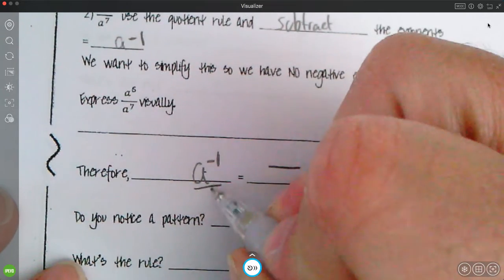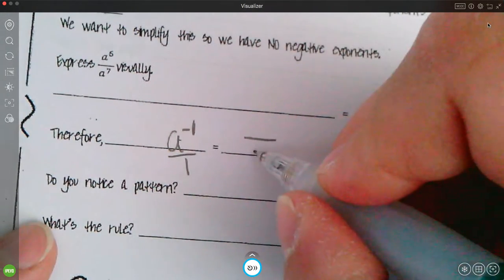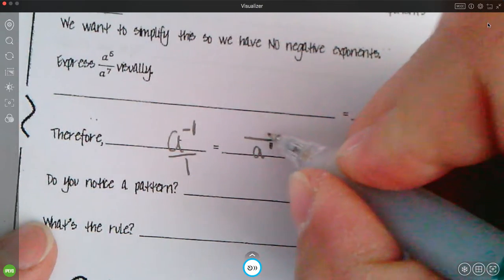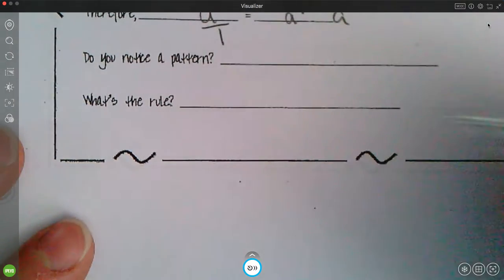So there's always an assumed 1 there. So really, we're just flipping it and bringing it down to the bottom, making a positive 1 over 1, which is just 1 over a, like that. So what's the rule? The rule is simple.